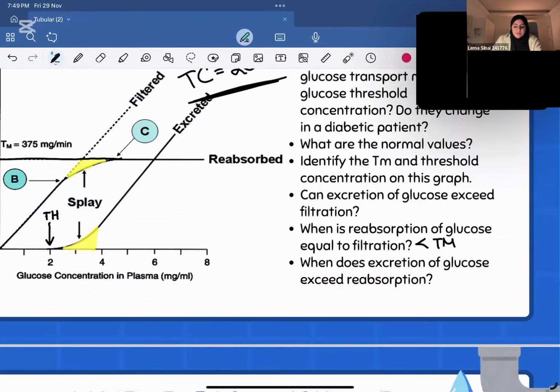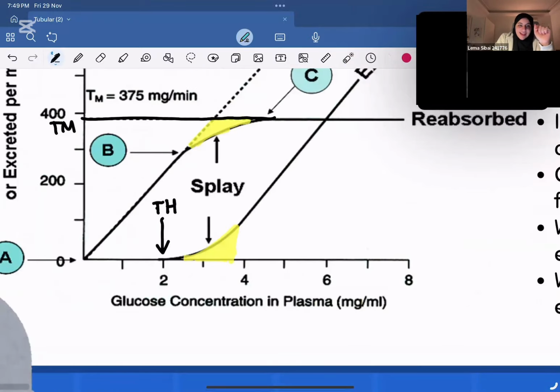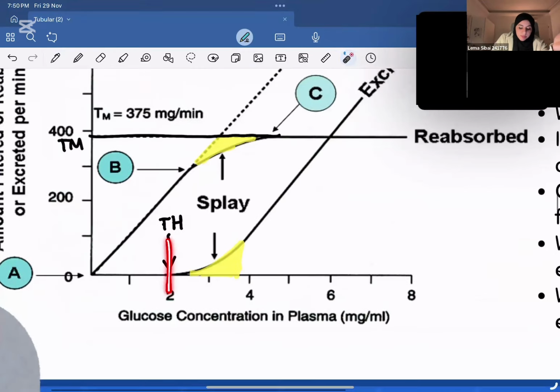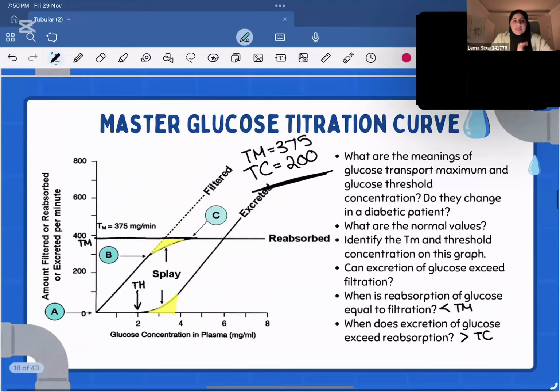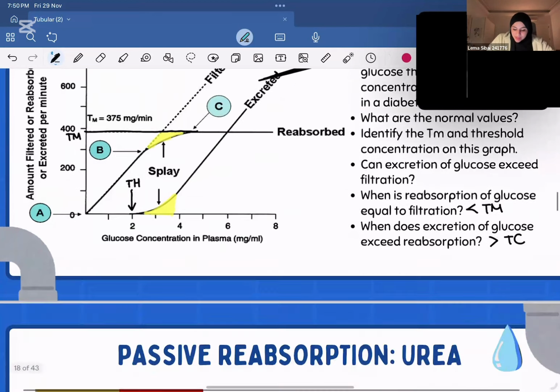And when does excretion of glucose exceed reabsorption? Does anyone know? Hey, I just answered it. It's at threshold. It has to be above the threshold for it to be excreted more than it's being reabsorbed. So the answer to when is reabsorption of glucose equal to filtration is when it's below transport maximum, and excretion exceeds reabsorption when it's above the threshold concentration. You guys can go over this a couple of times because this graph is pretty important, but I'm going to move on for now.